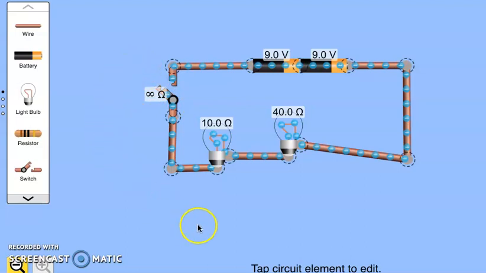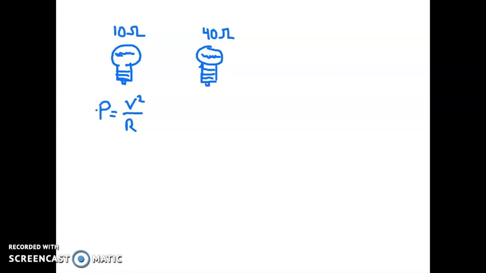So what I want you to do is I want you to predict which bulb will be brighter or possibly the same when I close the switch. Okay, so I want you to work that out. Okay, so hopefully you've thought this through, maybe you've done some math.